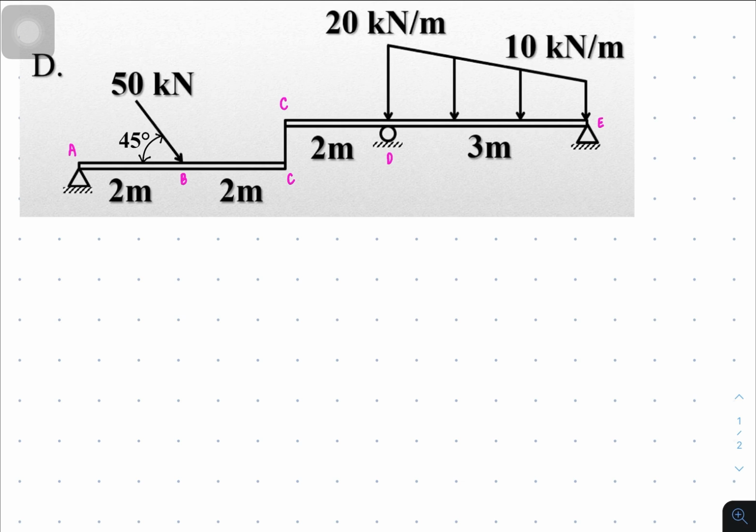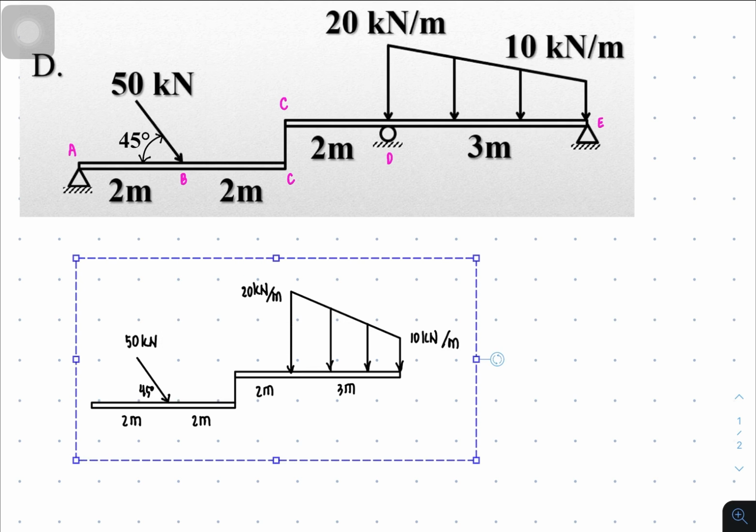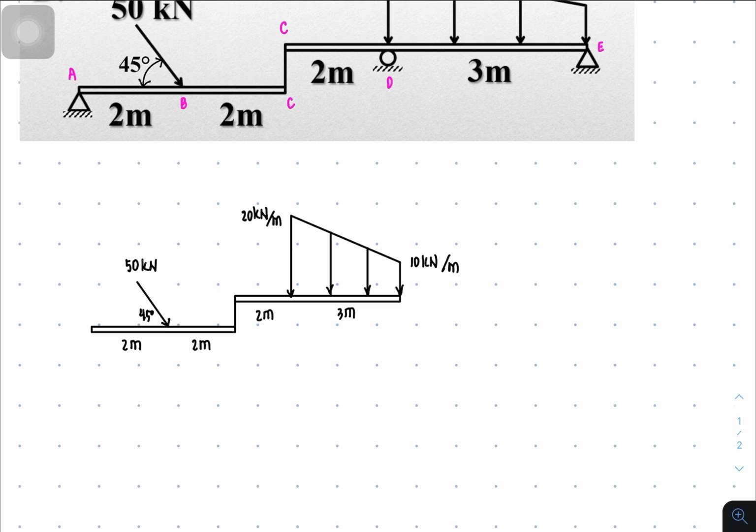Alright, next you draw the free body diagram. In my case, I have already drawn the free body diagram. And then what I'm going to do is, of course, transfer the letters A, B, then C, and then this is D, and this is point E.